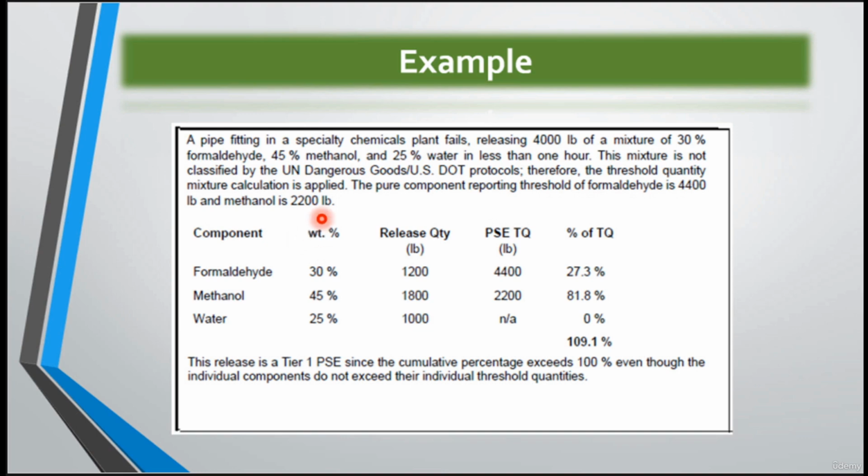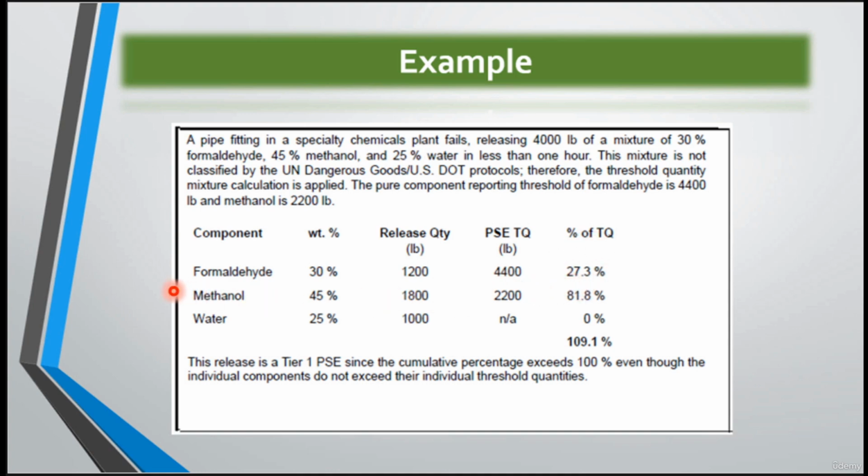So how do we solve this problem? Here we have the formaldehyde, the methanol, and water. What is the quantity of formaldehyde? It says here 30%, so the weight is 30%. The release quantity, 30% of the 4,000 pounds, will be 1,200 pounds. The threshold quantity of tier 1 level 7 material is 4,400 pounds. Then the percentage of the threshold quantity will be 27.3%.